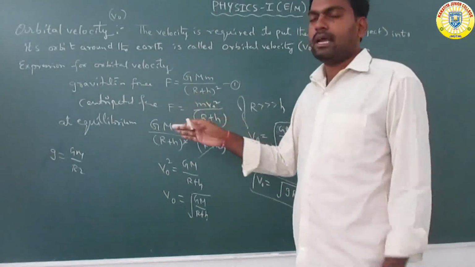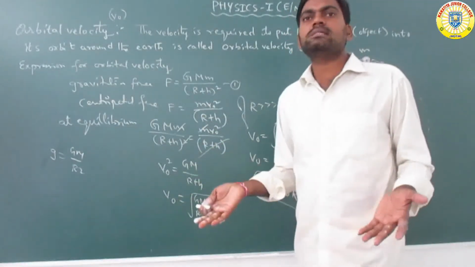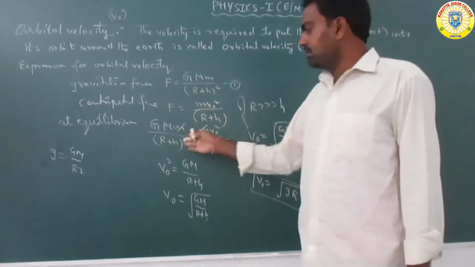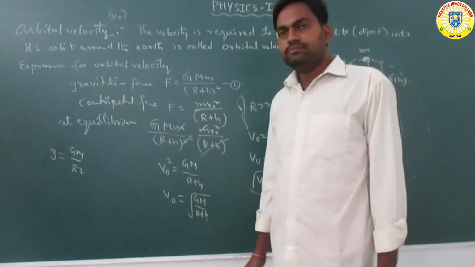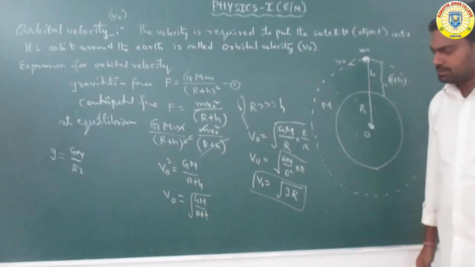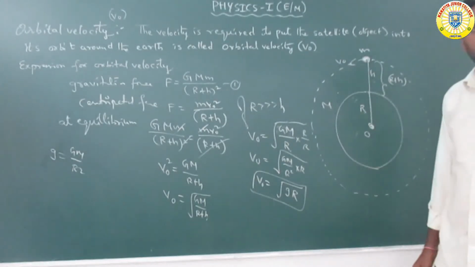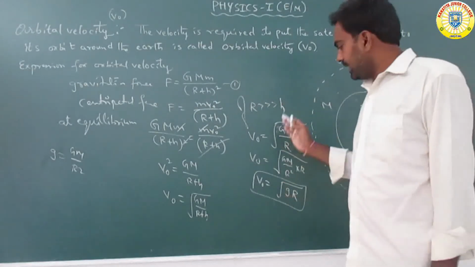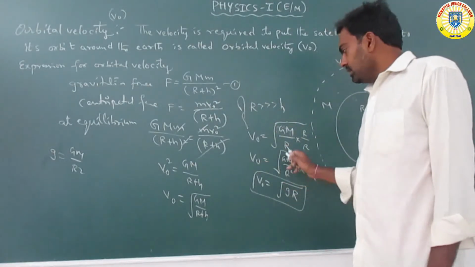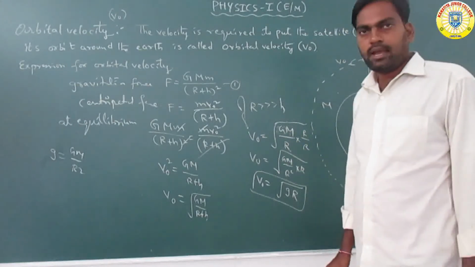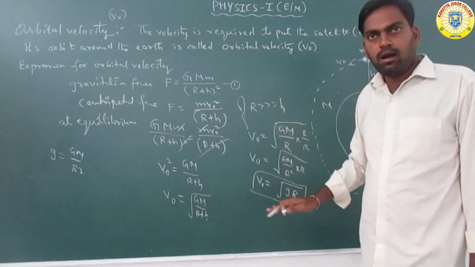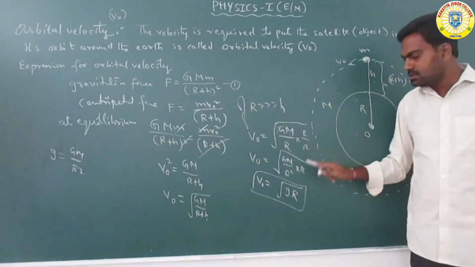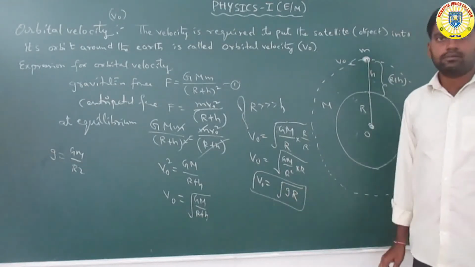So these two equations are at the equilibrium position. Equilibrium position means samana sthiti. These two equations are equal, so we cancel and get the final velocity. V0, the orbital velocity, is equal to the square root of GM by (r plus h). If r is greater than h, we can write V0 is equal to the square root of GM by r. That is the expression in terms of small g. Multiplying and dividing with respect to r and r, we can write small g into r.